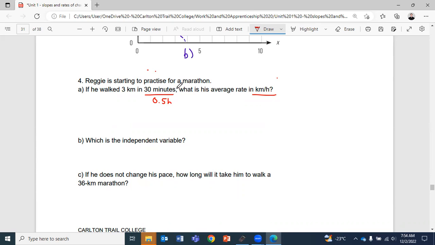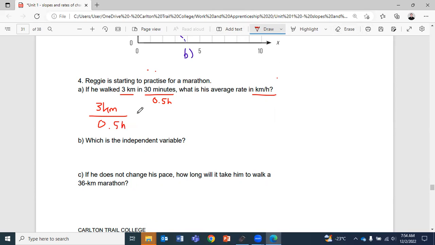So he's starting to practice for a marathon. If he walked 3 kilometers in 30 minutes, what's his average rate in kilometers an hour? I only have 2 things here. I'm not trying to find an angle though. I'm trying to find an average speed. So first off, let's put this into kilometers an hour, right? So I know I get 3 kilometers over 30 minutes. Or sorry, not 30 minutes, over half an hour, 0.5 hours.